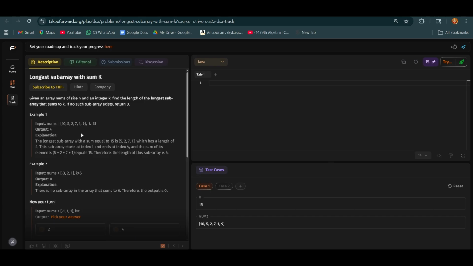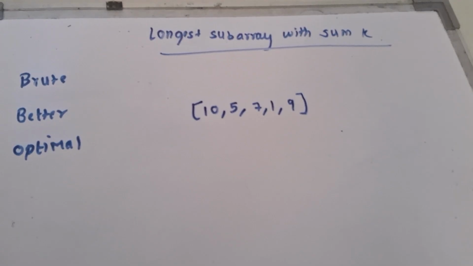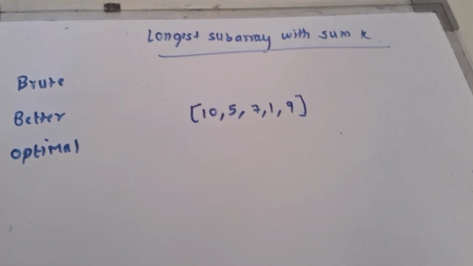So this is the basic approach. Today I am going to solve considering that our array contains only positive numbers. If our array contains negative numbers, we have to use a hash map approach. So let's get started. Let's do a dry run of our problem first.